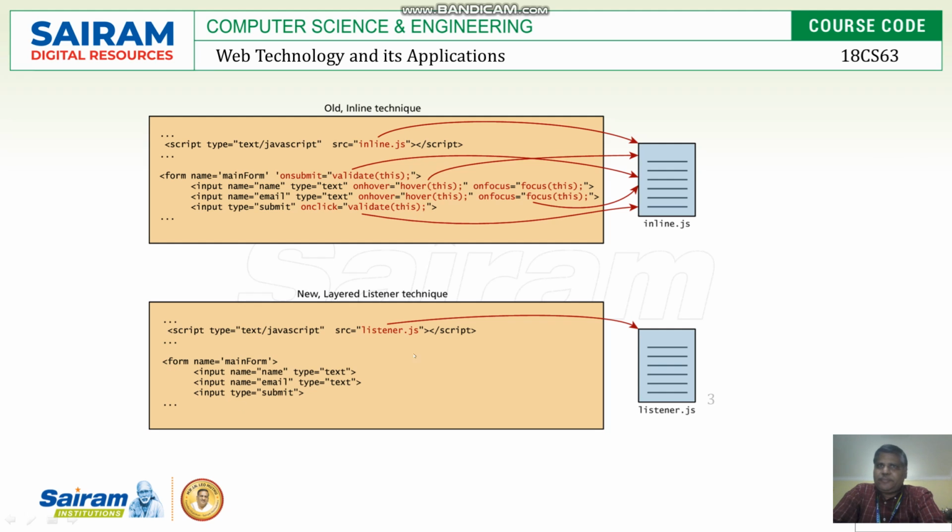The same program is modified over here. You can see form name is main form, input name is name, type is text, email, type is text, then submit. Only four points have been written. The same thing is there also. You see the clumsiness there, and how easy it is over here. All these things have been taken over to one particular file.